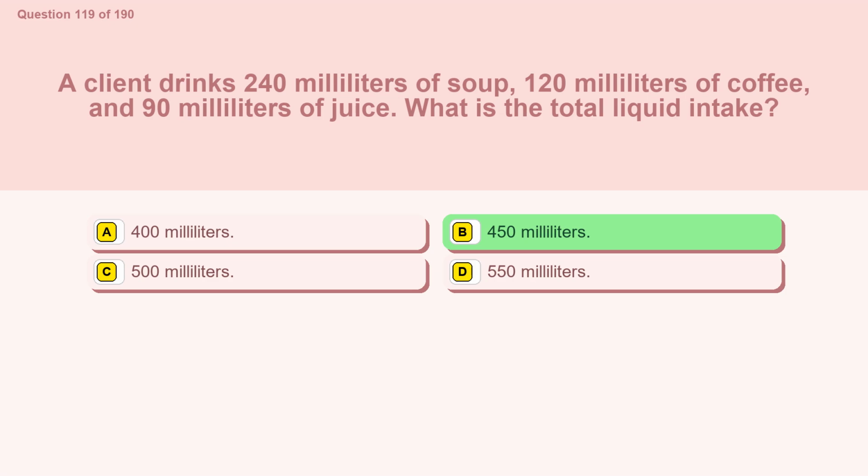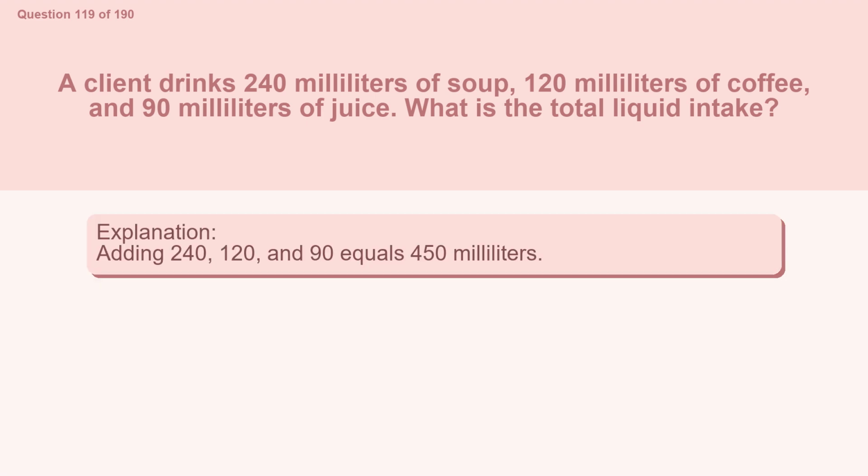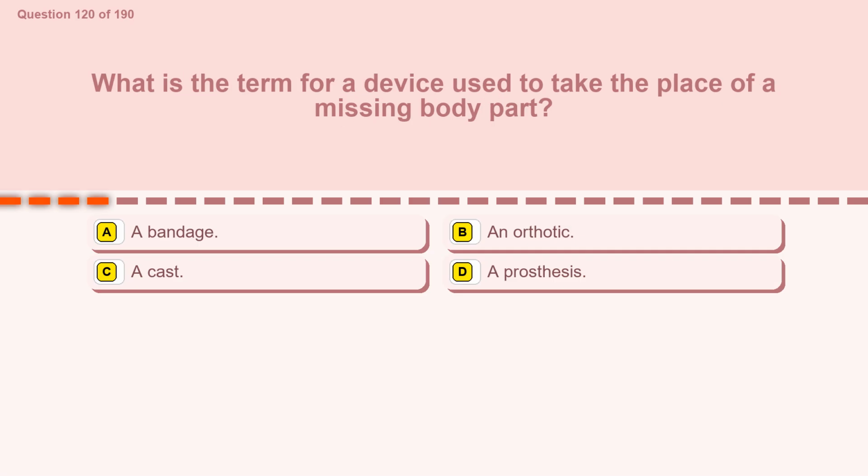The correct answer is option B, 450 milliliters. Adding 240, 120, and 90 equals 450 milliliters. Question 120. What is the term for a device used to take the place of a missing body part?